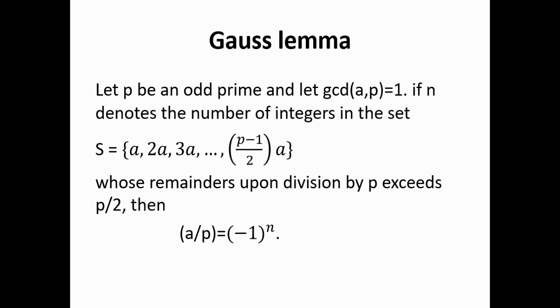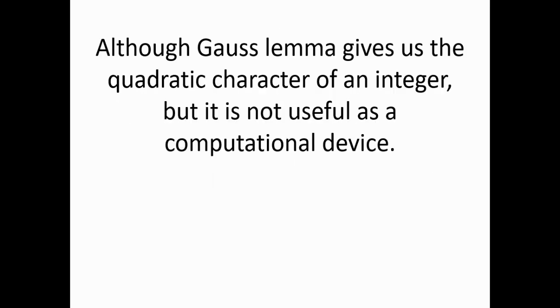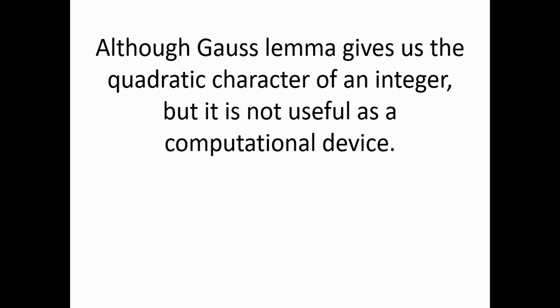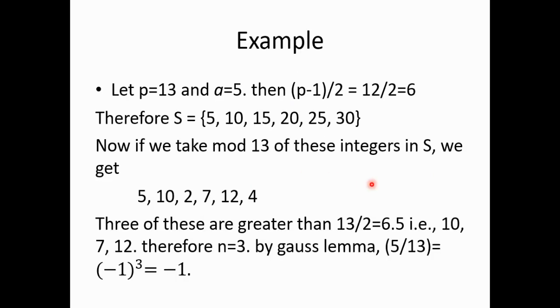This is one of the important results when we talk about this Legendre symbol. But when we find the value of a particular Legendre symbol, the method given in the proof of Gauss lemma is not very useful. So we are not going to prove this Gauss lemma. Just see this result, and we are going to explain it with the help of an example. Although Gauss lemma gives us the quadratic character of an integer, it is not useful as a computational device. Let us see this example.